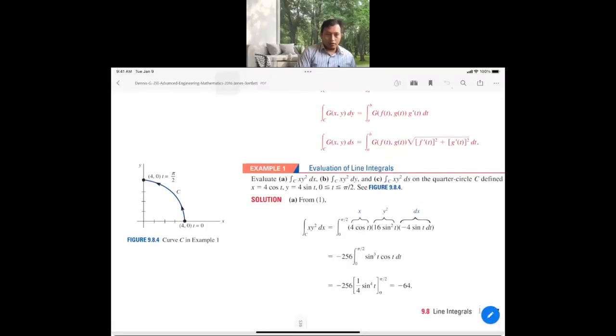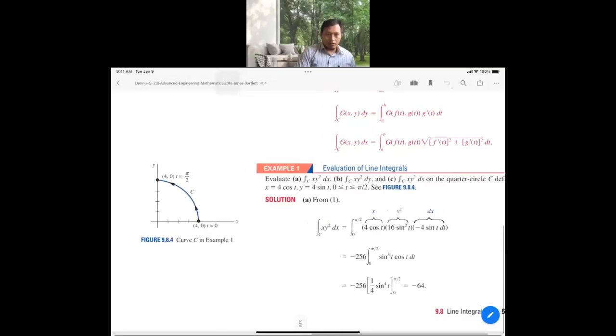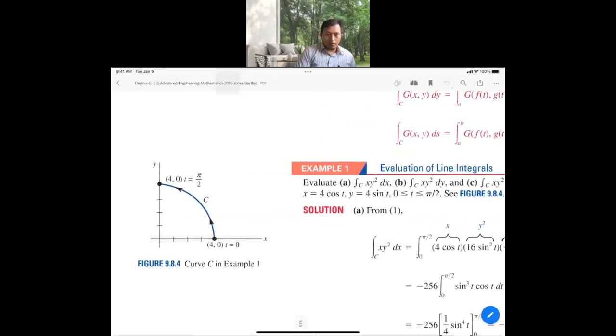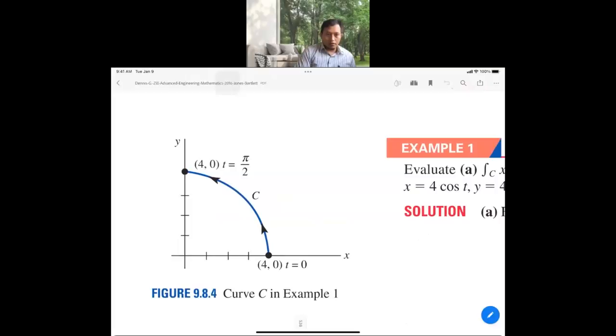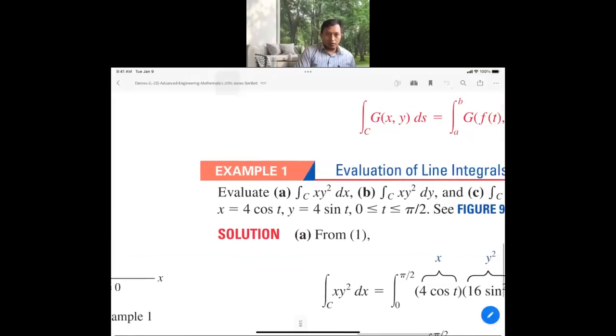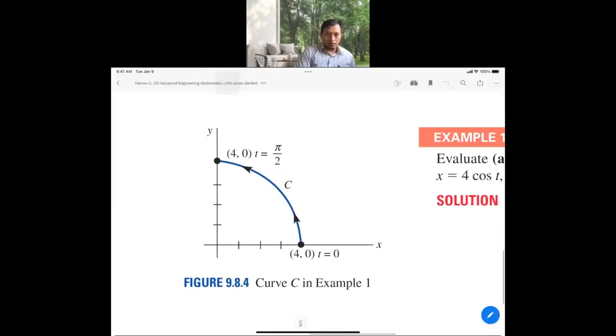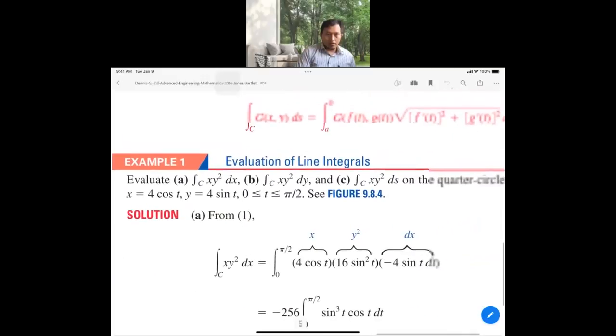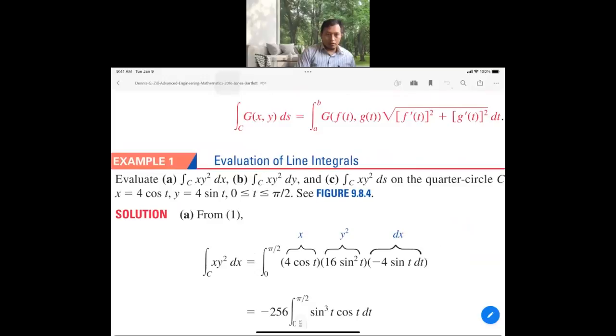We have example 1 here. We have this curve. It's parameterized by x equals 4 cosine t and y equals 4 sine t, and we are having t from 0 to pi over 2. So this is t equals 0, this is t equals pi over 2 here. First, we have three questions. We have the line integral of xy squared dx, the line integral of xy squared dy, and xy squared ds.